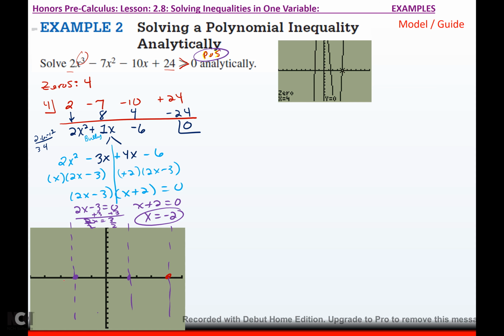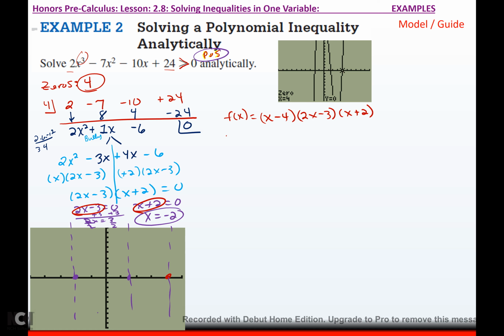Alright, so I need to pick something in this section. I'm going to pick negative 3. So if I find f of negative 3, I'd have 2 times... I think it's easier to plug it back into the factors. Would you agree that I could rewrite that function as x minus 4 times 2x minus 3 times x plus 2? In other words, I just backed it up to its factors. Okay, and then it's easier to plug stuff into.